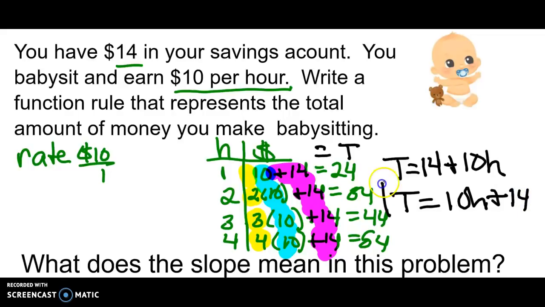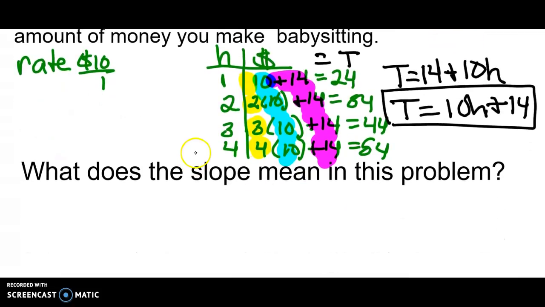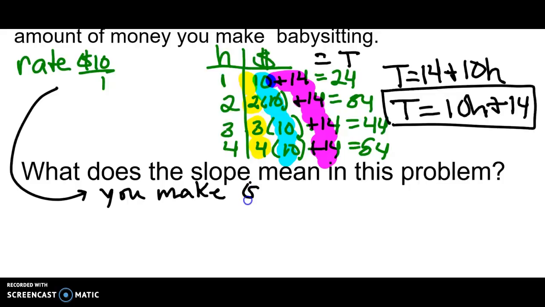So that's your function rule or your linear equation. Now, what does the slope mean in this problem? So what is the slope or the rate of change? Well, the rate of change is right there. And what it means is that you make or earn $10 for every hour, 1 hour that you work.